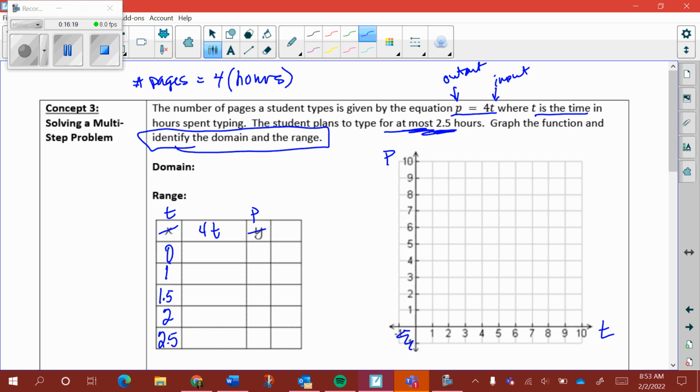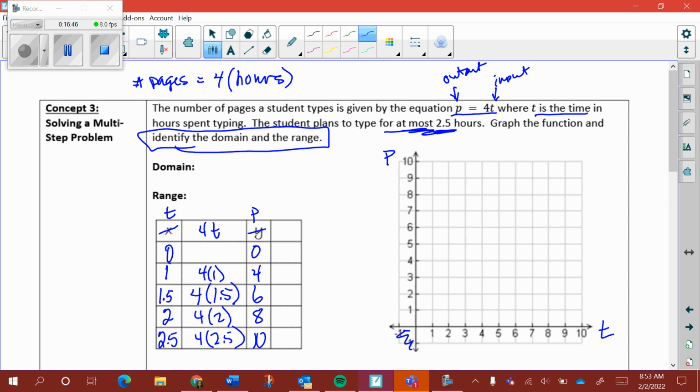So if I plug in a 0, if I read 0, I would have 0 pages. If I read 1, I would have 4 times 1, which is 4. 2 would be 4 times 2, which is 8. Here we're going to say 4 times 1.5, which is going to be 6. And here we're going to have 4 times 2.5, which is going to be 10.